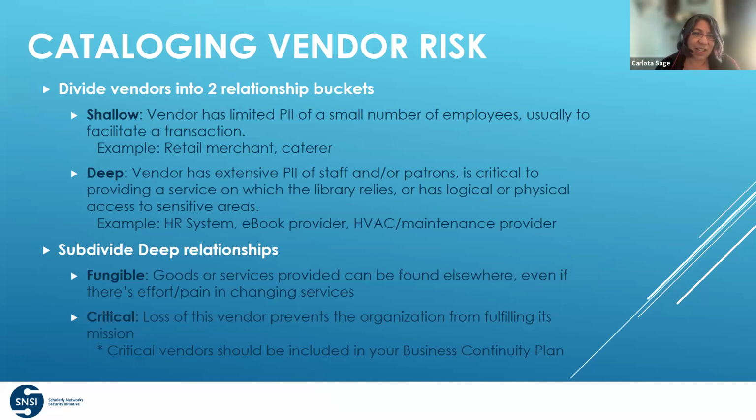You have to understand what your relationship with that vendor is and what they have access to, right? So I divide this into two big buckets. There's a shallow relationship and a very deep relationship. Every vendor has some level of personally identifiable information of you or of your patrons, mostly you, if it's a shallow relationship. They may only have your name and phone number, or your name, phone number, and email address.